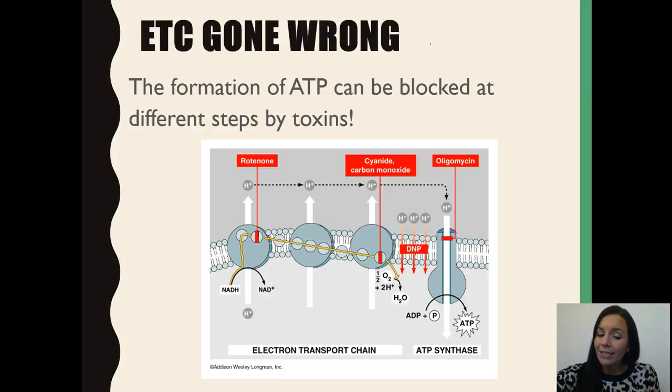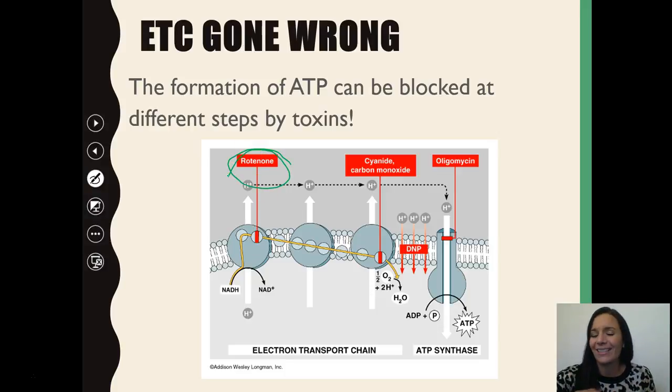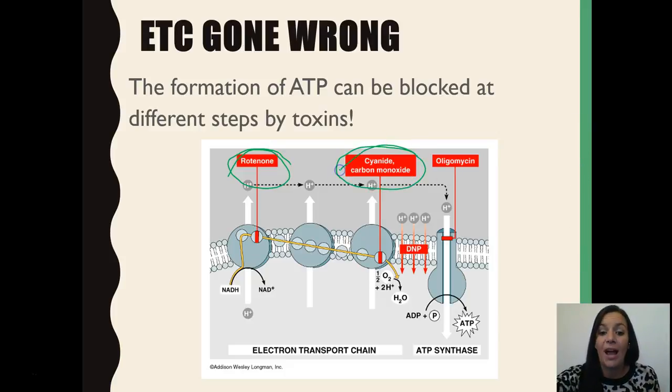There are unfortunately some times that the electron transport chain can go wrong. ATP formation is blocked at different steps by toxins. If you look here, you have rotenone. This is an insecticide. It's not allowed anymore, but prior it did have some issues. Things like cyanide and carbon monoxide are also going to prevent that. And then we have oligomycin, which doesn't even let the ATP synthase work.